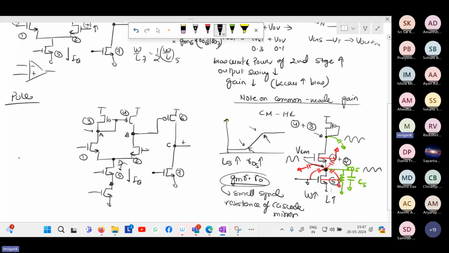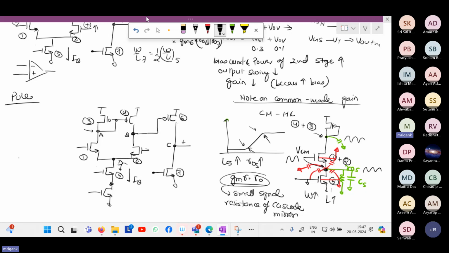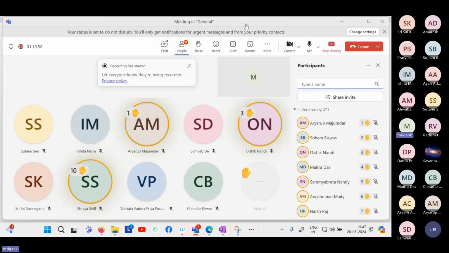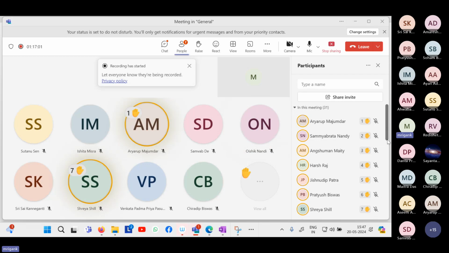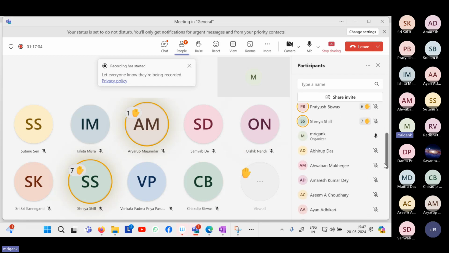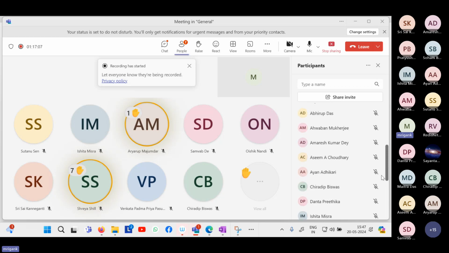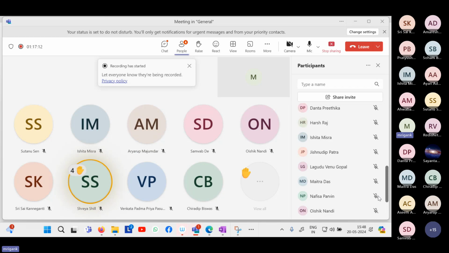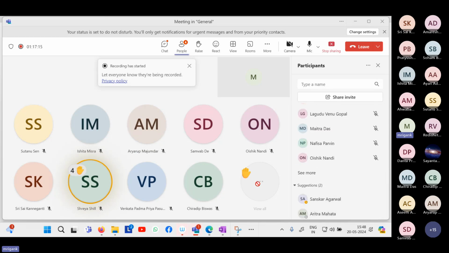So generally now, if I do this, common mode gain will reduce, but what is the disadvantage? Let me ask people, and that helps me in gauging the condition. Where are the people? People are here. So let me ask Maitra Das. Maitra Das, unmute yourself. Yes, sir. Can you explain what is the disadvantage of doing this?